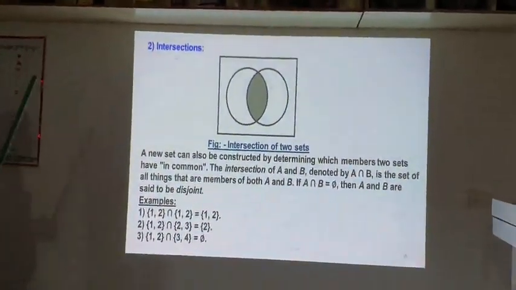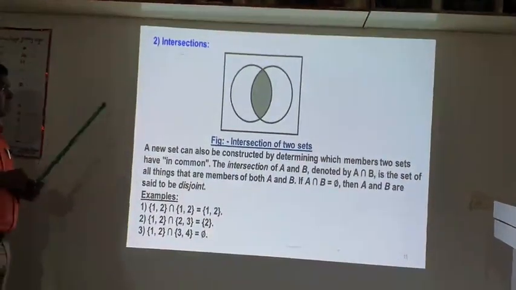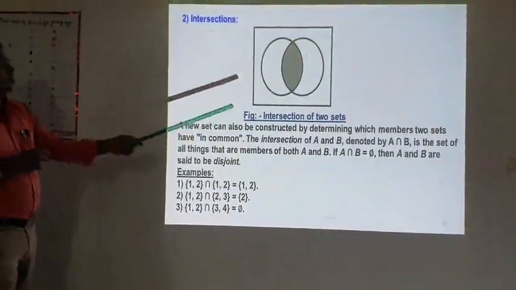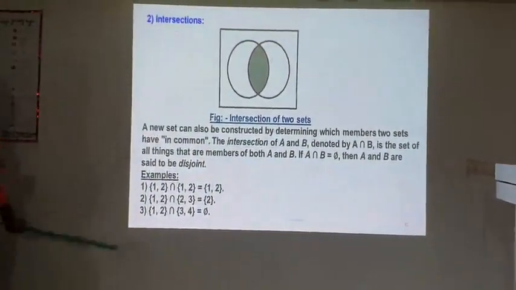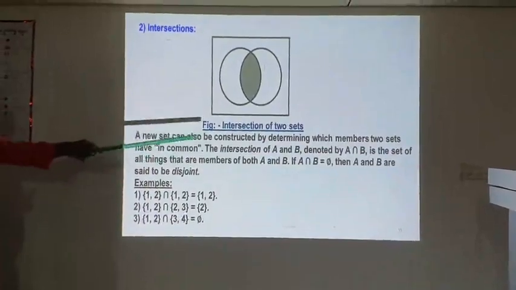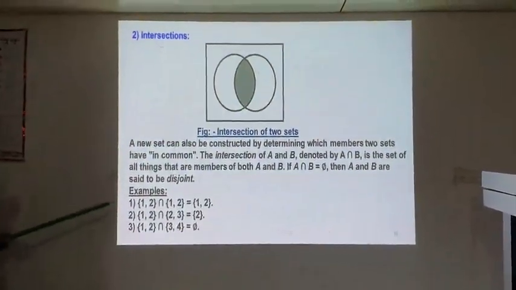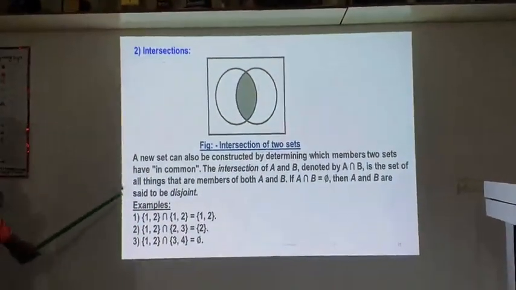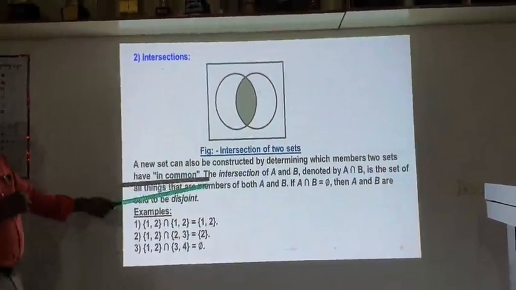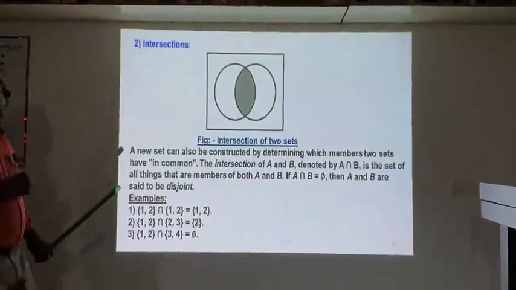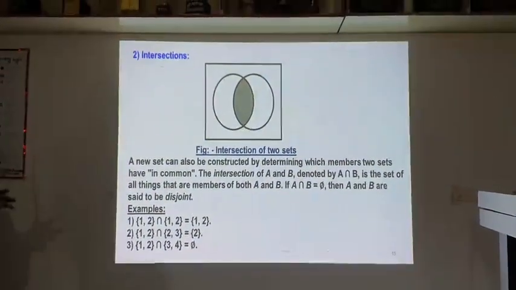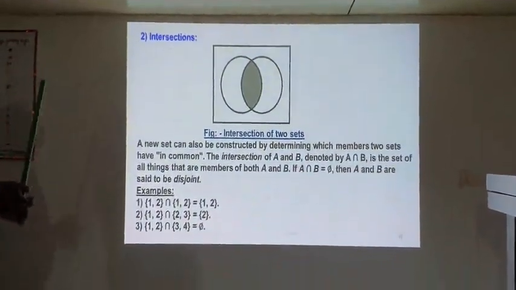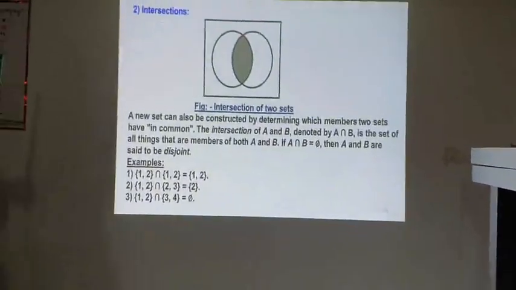Intersection means a new set can also be constructed by determining which members two sets have in common. The intersection of A and B, denoted by A intersection B, is the set of all things that are members of both A and B. It means if there are two sets A and B, then the intersection represents what is common to both.